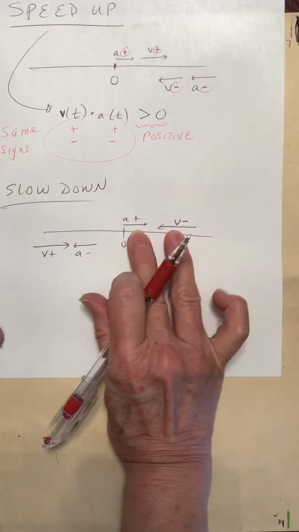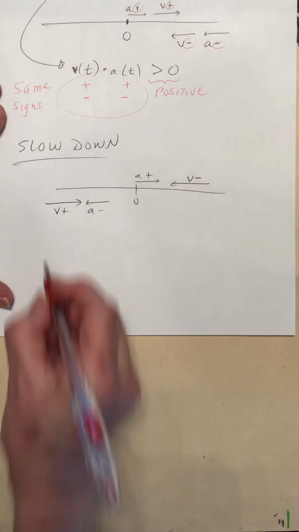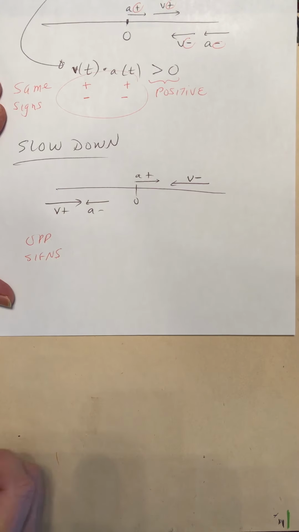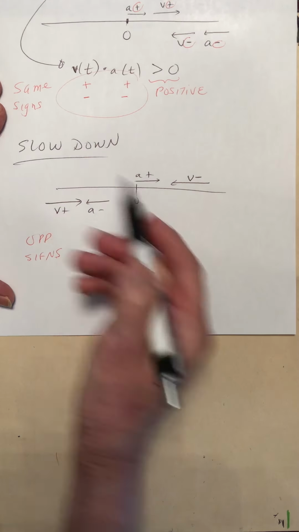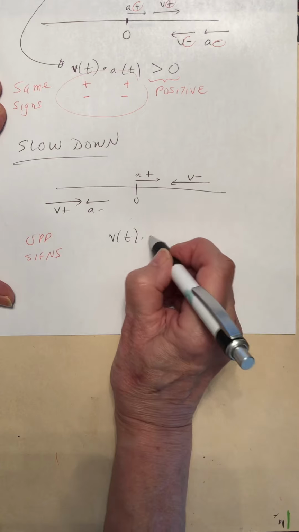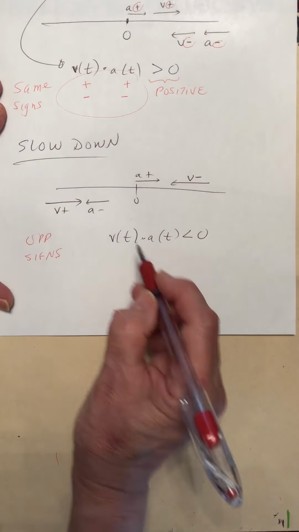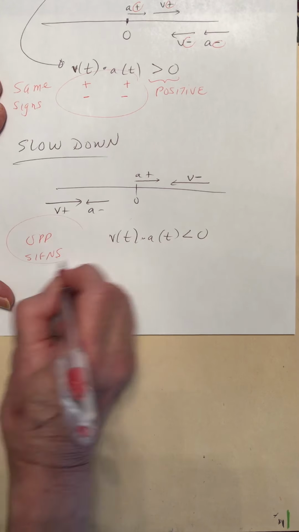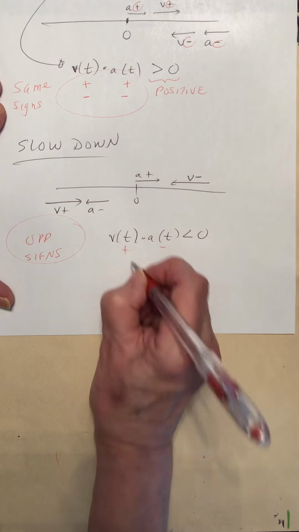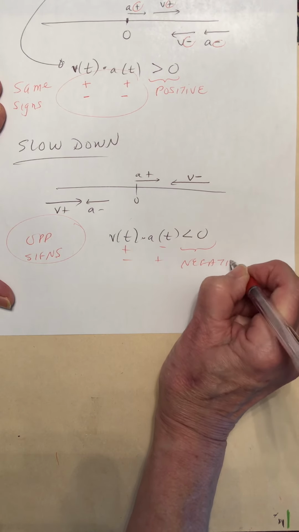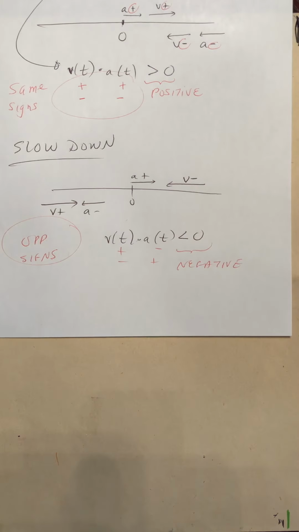So do these values have the same signs? No. Now they're going to have opposite signs. So in that scenario, when you have velocity's sign times acceleration's sign being negative, that's how you know you're slowing down. So opposite signs, positive, negative, or negative, positive. This is notation for negative. Then I know that scenario, I'll be slowing down.